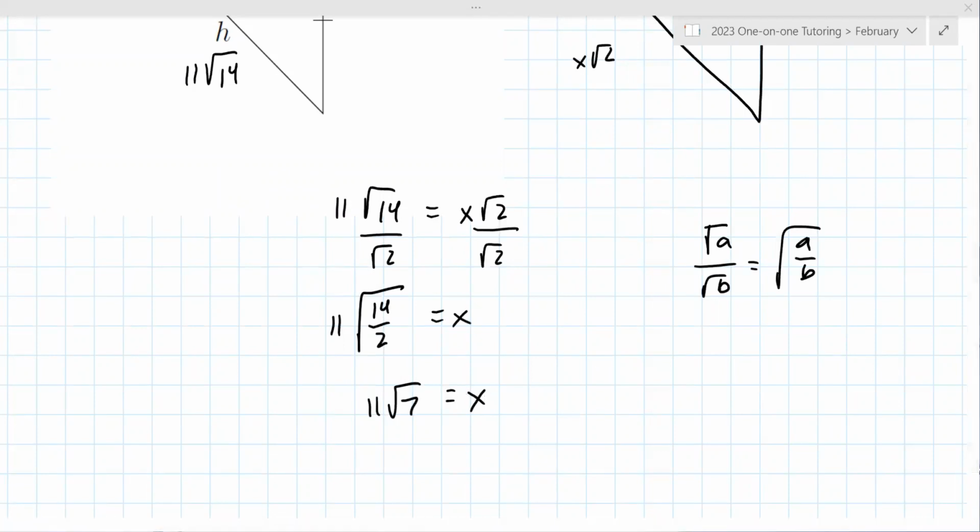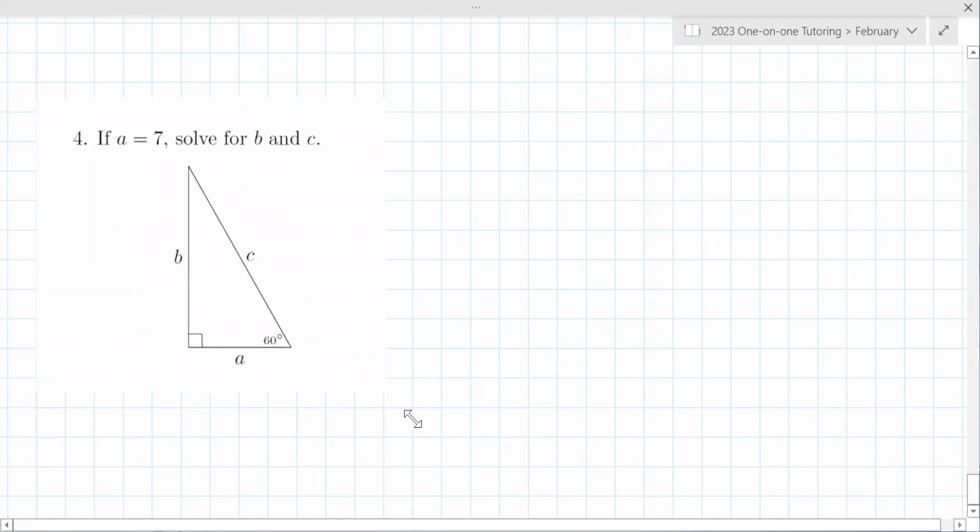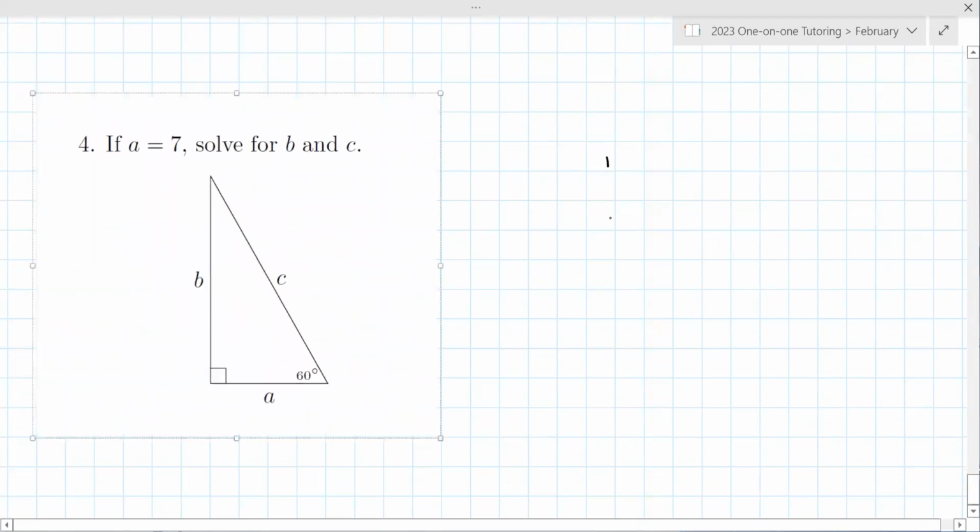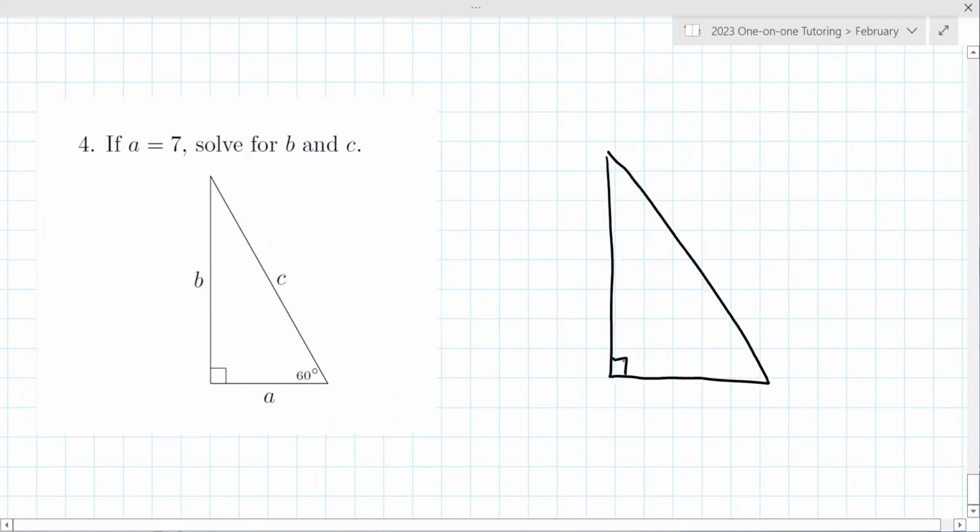All right. Okay, now let's start with the most basic type of 30, 60, 90 triangle that you can get. And that is where I give you the short leg. The short leg unlocks everything in a 30, 60, 90 triangle. So would you confirm for me why I'm giving you the short leg, or what is it about this picture that tells you that I'm giving you the short leg?